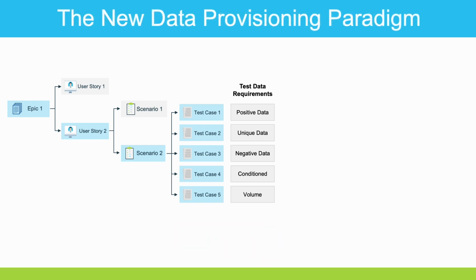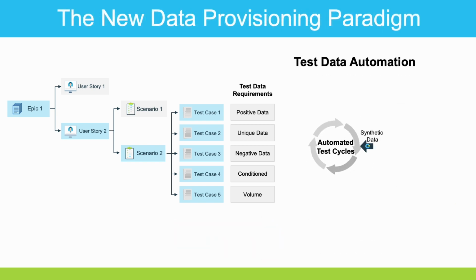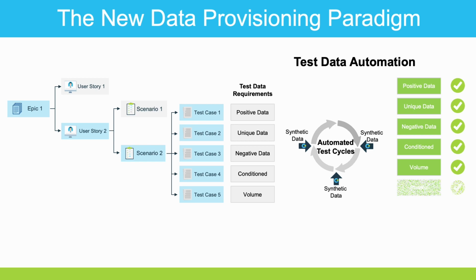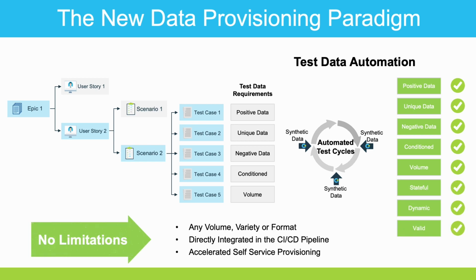We propose a new data provisioning paradigm. We call it test data automation, where we can synthetically generate all of the positive or new unique data, all that variety of data. And our tagline is: there are no limitations on data, and we can generate any volume, variety, or format of data.